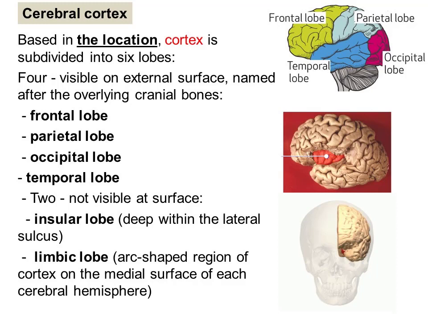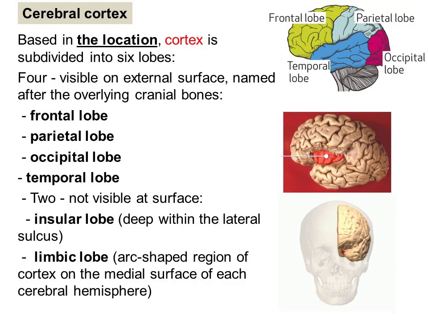Now, there are 2 lobes that we can't envision just from the outside in the gross anatomical view. One that's deep to the lateral sulcus, and you see we've removed the lateral sulcus. This is our temporal lobe. So it's deep into this lateral part of our frontal and parietal lobes. That's called the insular lobe.